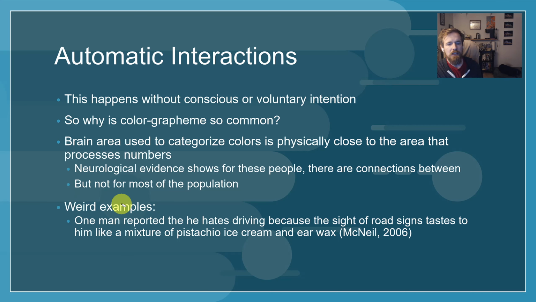One really weird example of this is a guy who had vision taste synesthesia, and he admitted that he hated driving because the road signs would look like something that would cause him to experience ice cream and earwax on the surface of his tongue. So when he would look at a road sign, he would have this really god-awful taste in his mouth because of his synesthesia. So I just want to give you these two examples of these odd, interesting ways in which vision can interact with other senses to create some truly strange cognitive phenomena.